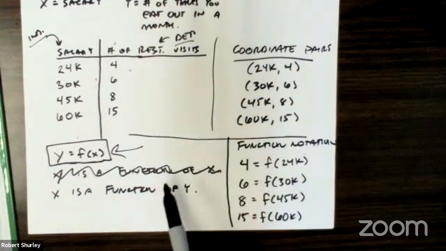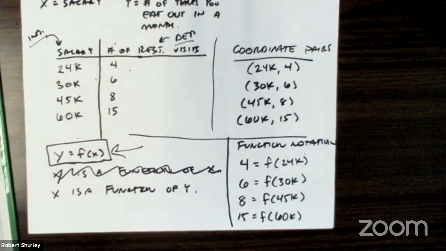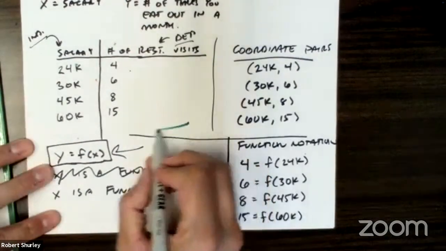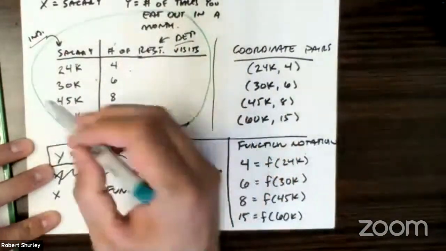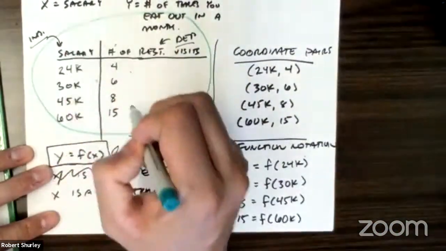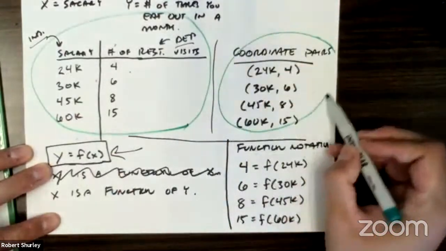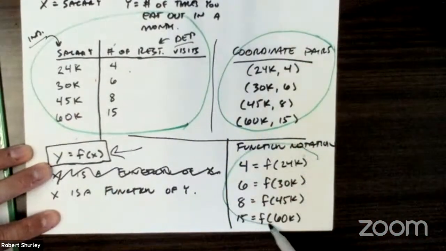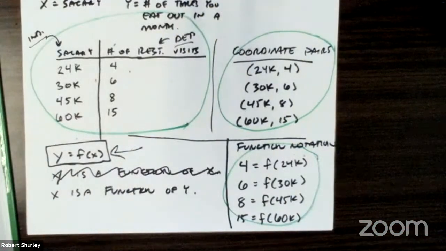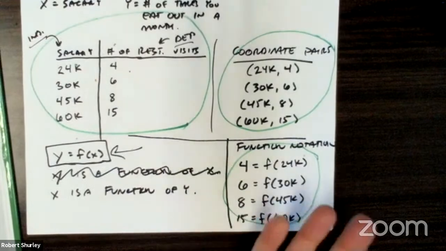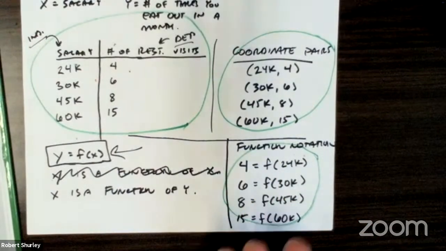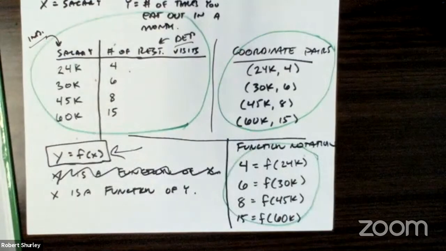Okay, so there are 3 ways to write the same exact thing. We can write it in table form with our salaries and our restaurant visits. We can write it as ordered pairs, coordinate pairs, and we can also write it as function notation. These are all 3 the same thing, just notationally written differently. It's almost like saying the same thing in 3 different languages, maybe if they were all Latin based, but they all mean the same exact thing.